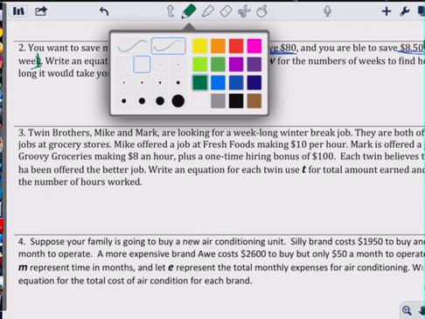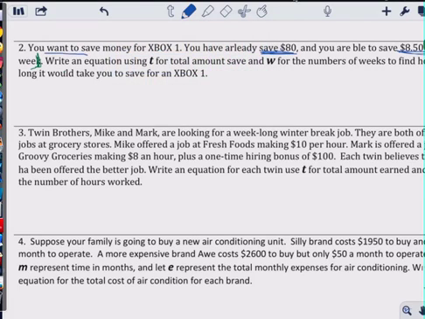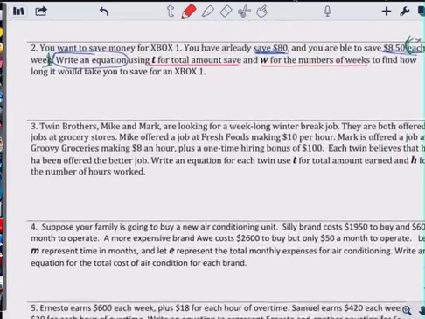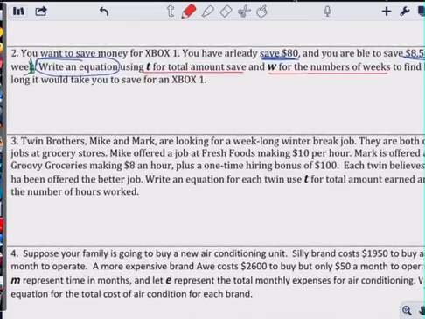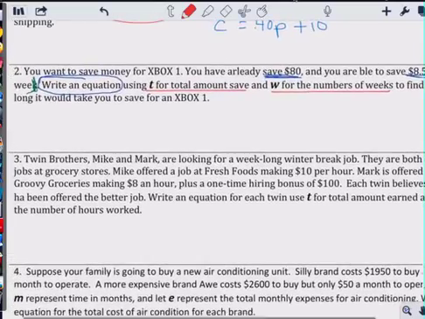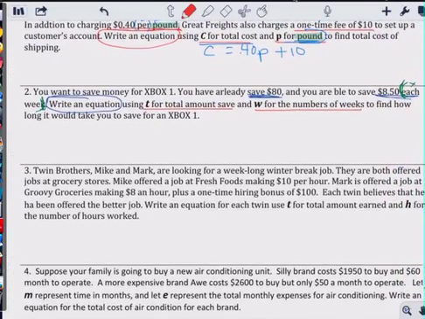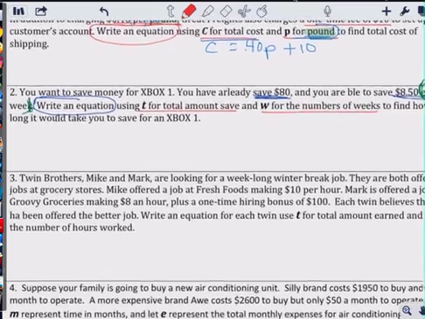So write an equation is basically a direct order for you. Use T for total amount saved, and write W for the number of weeks to find how long it would take for you to save for an Xbox One. Okay, they didn't ask you anything but to write an equation here on how much you'd save for Xbox One.